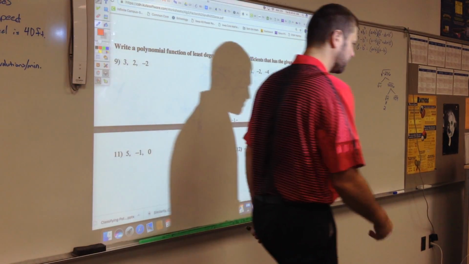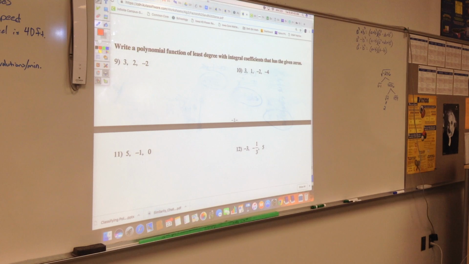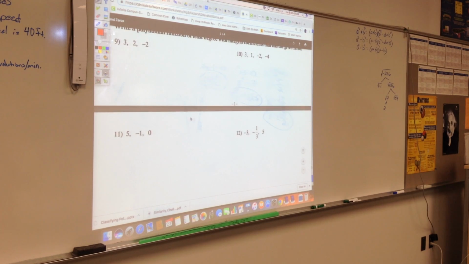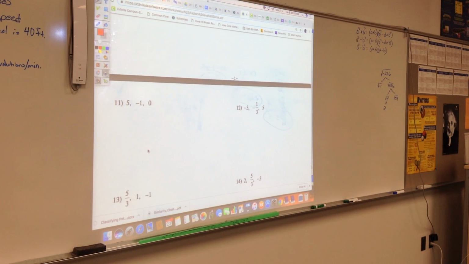So look at some of the other ones that you're going to be asked to do. Number 10, there's 4 of them. A little bit tougher when you got to multiply. 11, there's just 3 of them. Look and think. Would you have any questions about any of these? Here are the zeros.